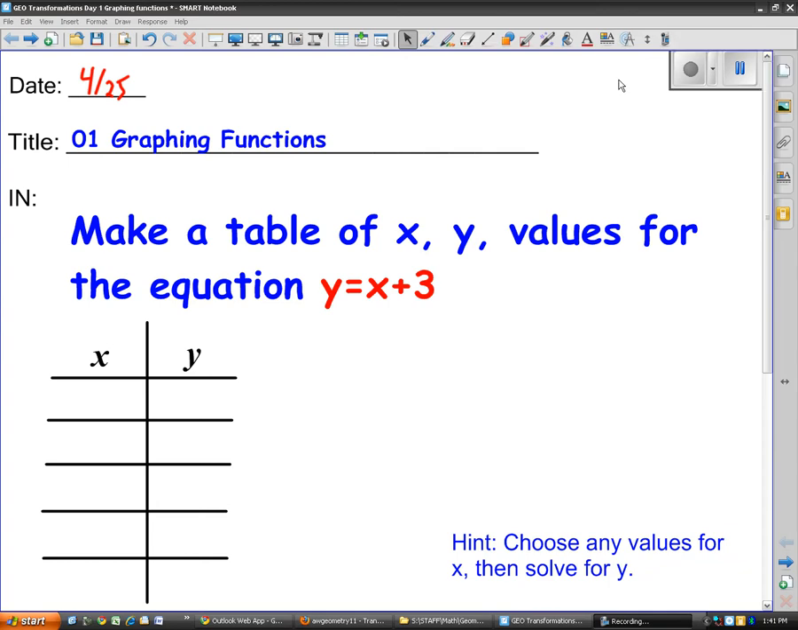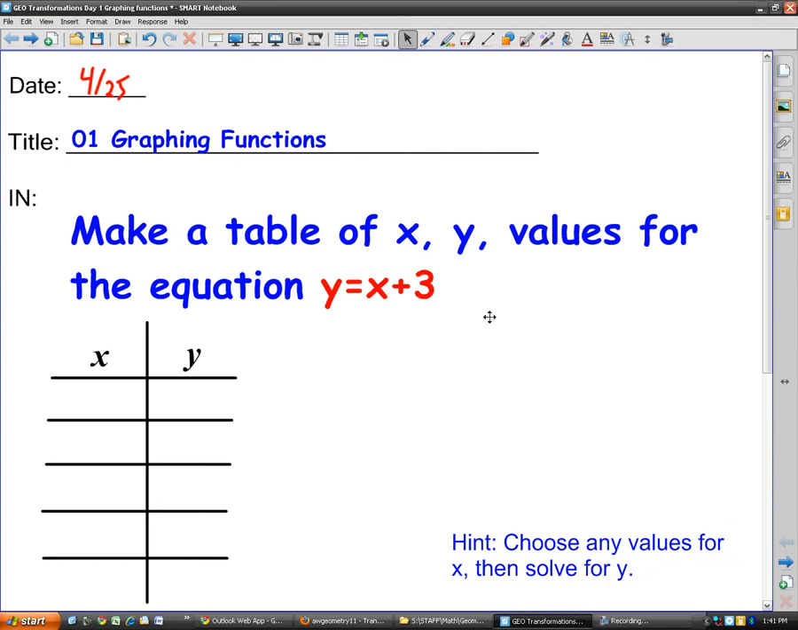So today what we're going to talk about is we're just going to get you into the idea of graphing functions. If you want to pause it, and remember, pause it if you want to try the examples on your own. If not, just follow along with what I'm going to do. So I'm going to make a table of values for this equation here, and it says hint: choose any values for x and then solve for y.